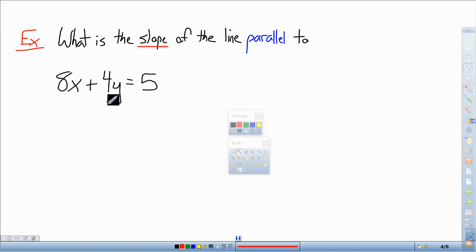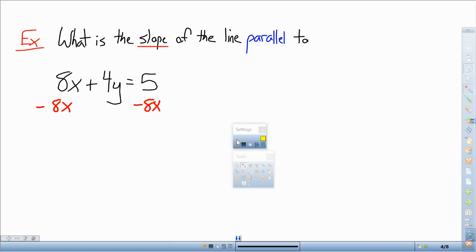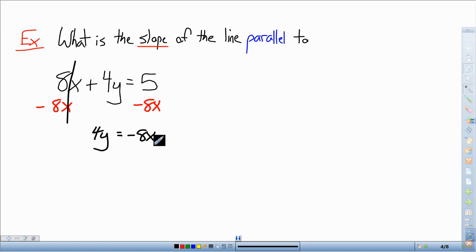So let's go ahead and do that here. We've done this quite a bit on past lessons, so let's bring this 8x over to the right here. That's giving me a +4y. Over here, just remember slope-intercept form. We want to put the term with the variable first, so a -8x first, and then this +5.